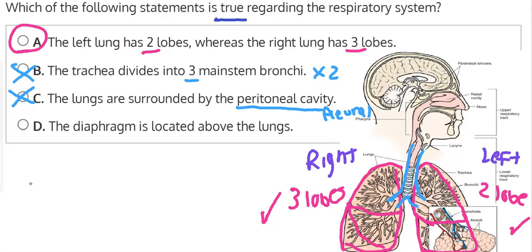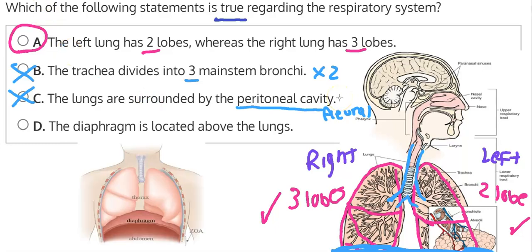Option D says the diaphragm is located above the lungs. And you can't exactly see it in this diagram, but under the lungs right there should be kind of like this dome thing. And that is where your diaphragm is located. In this diagram, you can visualize it better. The diaphragm is located over here underneath the lungs, not above the lungs. So therefore, we can eliminate option D.